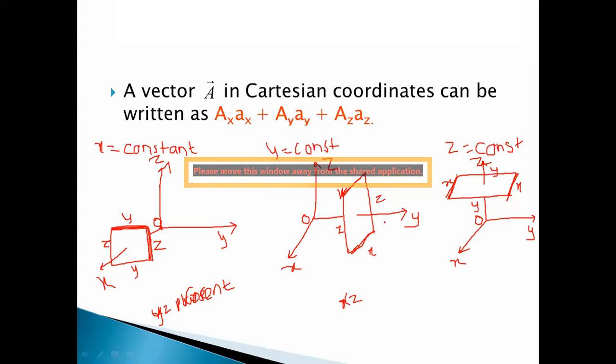Okay. Now we'll see the next point. So here, one more point I'll add: that it will be easy for considering the differential length.